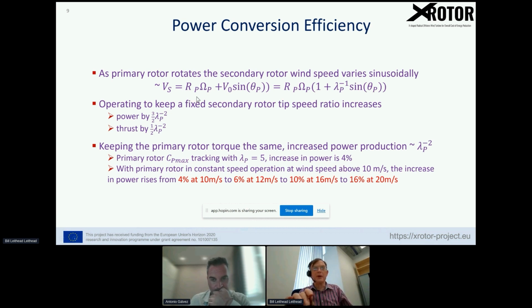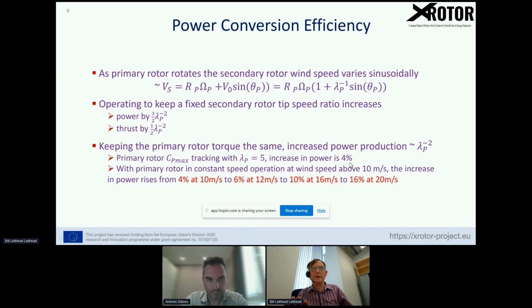I don't want to dwell too much on the mathematics of this, but basically what that sinusoidal variation of the wind speed enables you to do is to increase the power by this factor here. It's 3/2 the inverse squared of the tip speed ratio for the primary rotor. But the thrust is only increased by 1/3 of that. It's 1/2 the inverse square of that tip speed ratio.